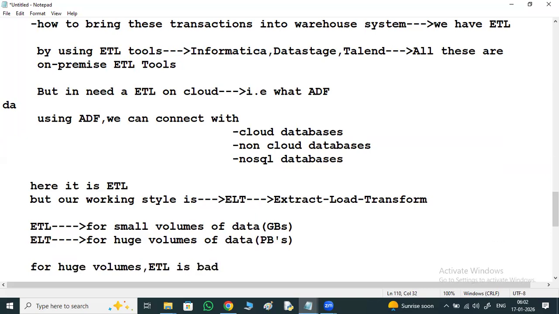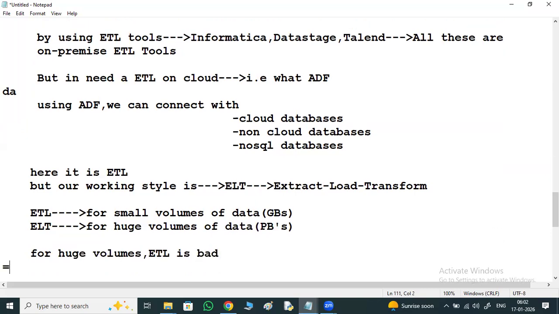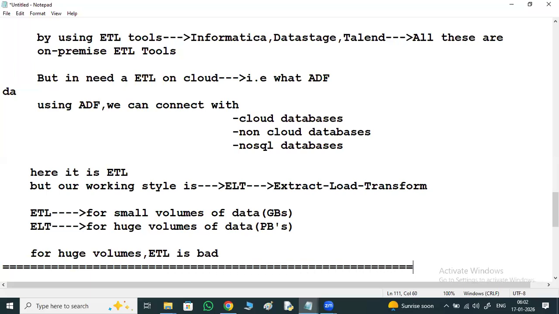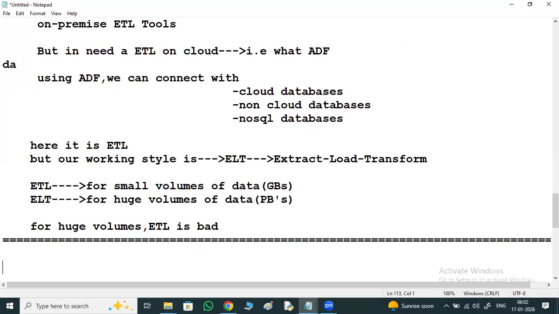For huge volumes, ETL is bad. Okay, so ADF is mostly preferred. It's an ETL tool for extracting, transforming, and loading data, right? Yes.